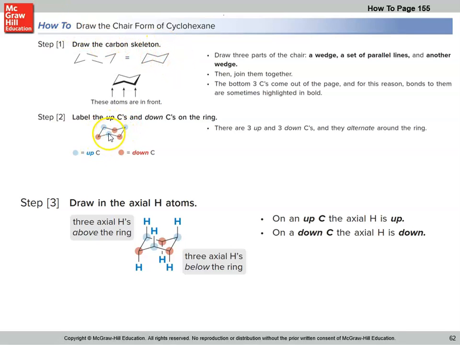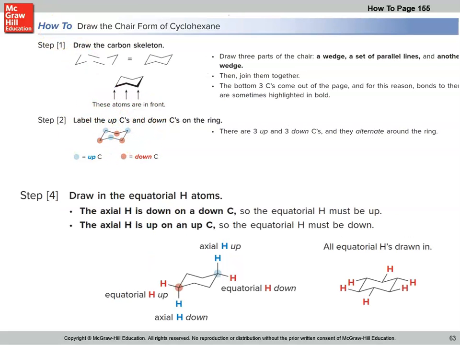The next thing that we do is every other carbon is an up carbon or a down carbon, and this is where the axial hydrogens are going to go. Let's start with the axial, A for axial. We're going to point the axial hydrogen straight up from those up-pointed corners. And then, of course, for the down-pointed corners, we're going to draw the hydrogens down from there. So we're starting with the axial carbons, up versus down.